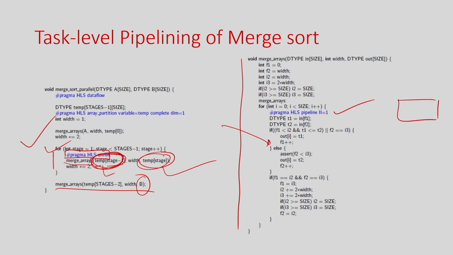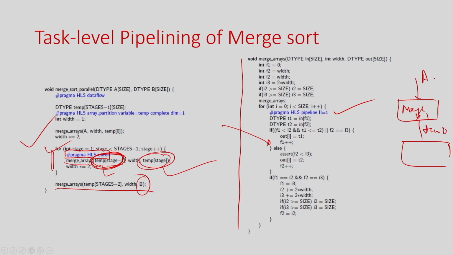The first unroll part will create stage 0, merge by 1, so basically this is my merge by 1, and it will create temp 0. Here I am getting M.